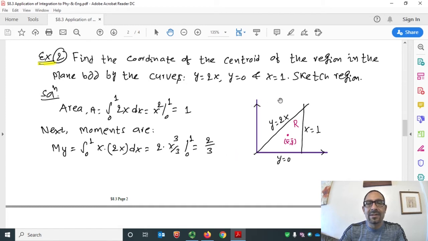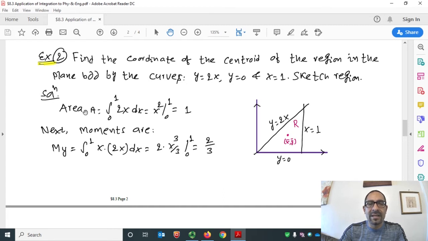So let's look at the diagram first here. So this is the sketching part. Here y equals 2x is this diagonal line, y equals 0 is the x-axis, x equals 1 is this vertical line. So our region is this region, which lies below y equals 2x, left of x equals 1, above y equals 0. And let's say its center of mass, also called the centroid, is this point x bar, y bar here.